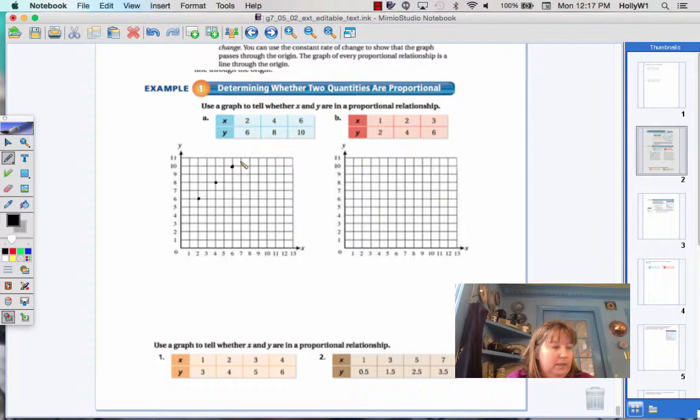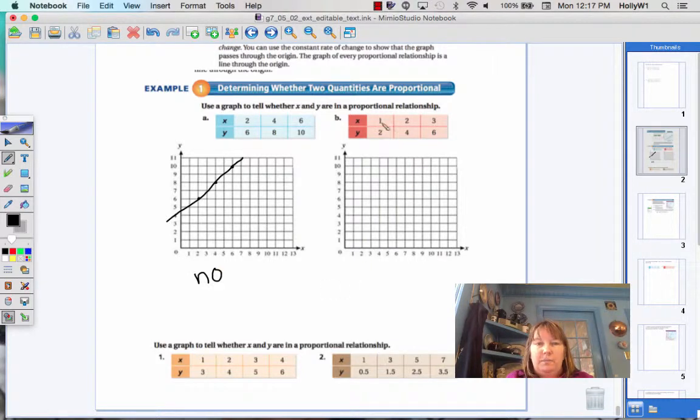Now if I draw a straight line through all of those points, and don't laugh at my straight line, it probably isn't that straight, but it's close enough. You'll notice that it is in no way, shape, or form anywhere near 0. It is a straight line, but it doesn't pass through the point 0, 0, which is the origin. So no, that is not a proportional relationship.